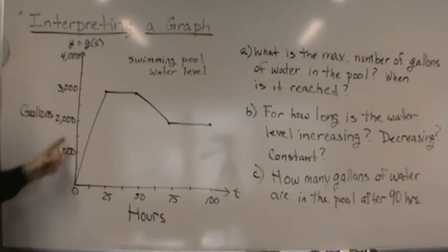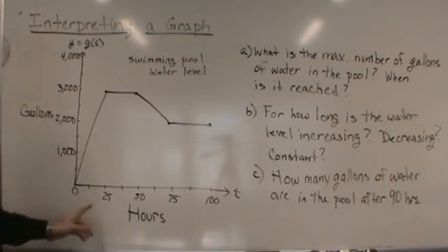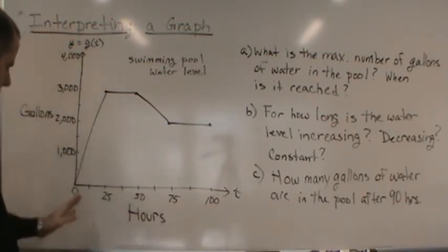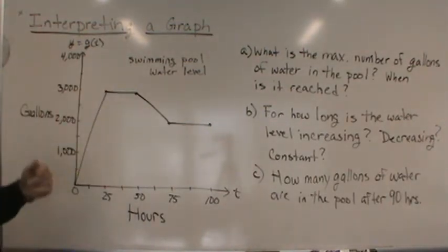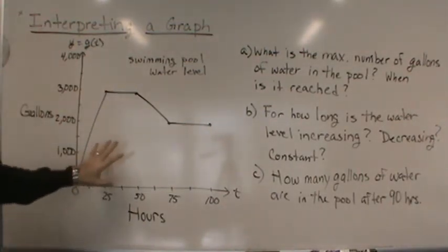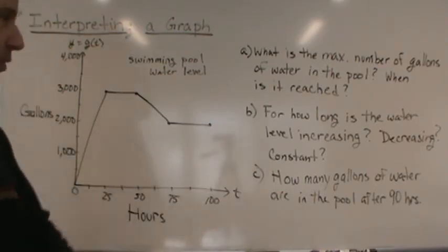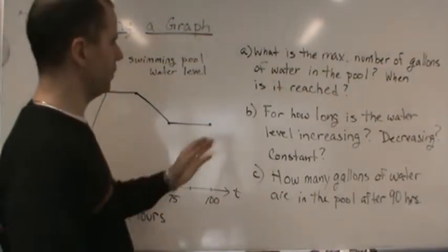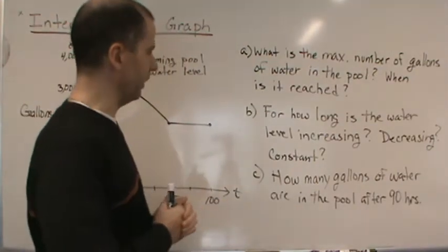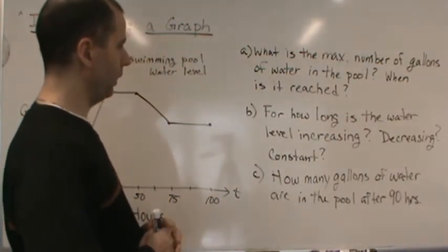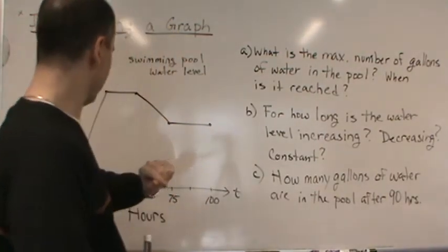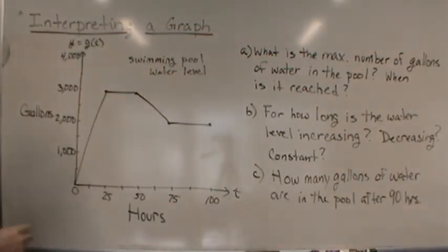On the y-axis, we've got the number of gallons of water in the pool, and then these are the hours that have progressed, and you can see that the graph is doing some things over time. We're going to use this graph and answer some questions. The first question is, what is the maximum number of gallons of water in the pool, and when is it reached? So what is the maximum gallons?